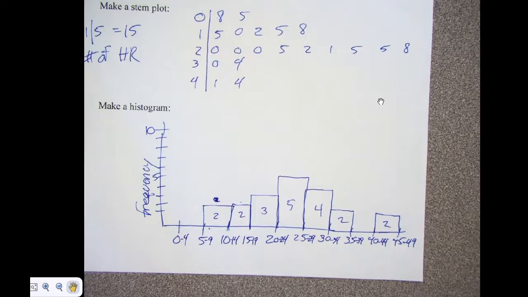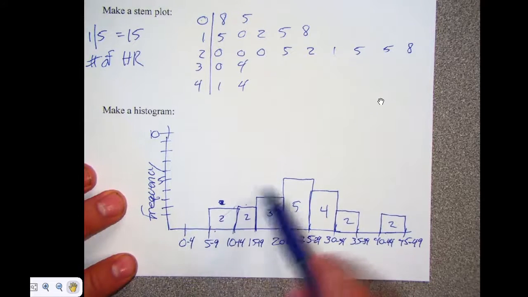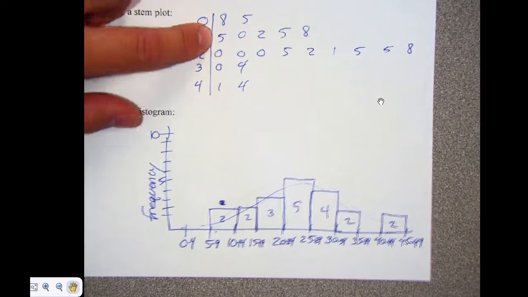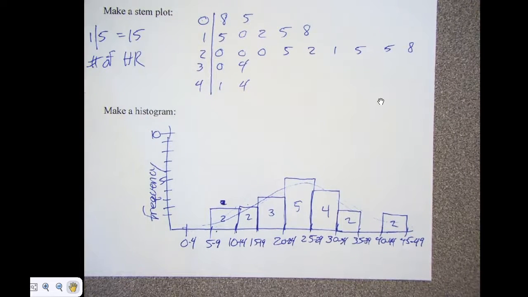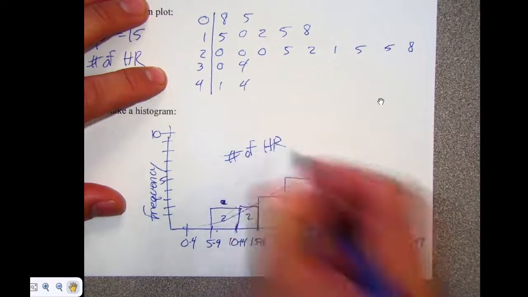But that's a histogram. I think that's easier to interpret. So I can look at that really quickly and say, well, there's nothing between 35 and 39. With the stem and leaf plot, that's just a little harder to see. I can see, okay, this kind of looks like a bell curve type of thing. With the stem and leaf, again, that's just a little harder to see. So the histogram's nice for that. What am I missing? Need a title. Number of home runs.